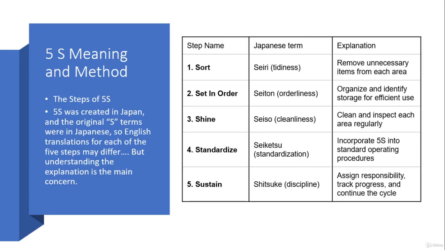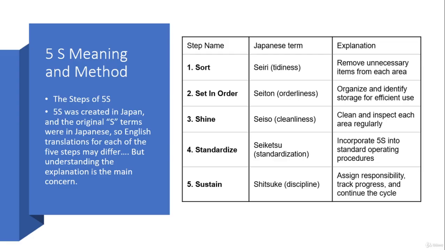5S meaning and method. There are 5 steps to 5S, and 5S was originally created in Japan, with the original S term being in Japanese, so the English translation might differ. Step 1. Sort. Japanese term is tidiness. Remove unnecessary items from each area would be the explanation.